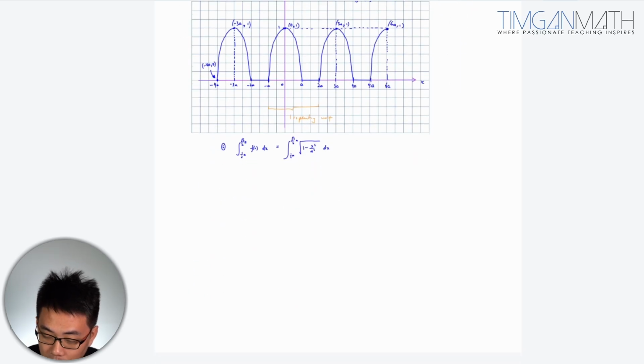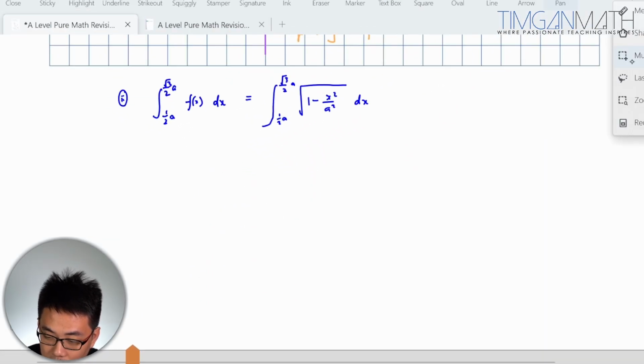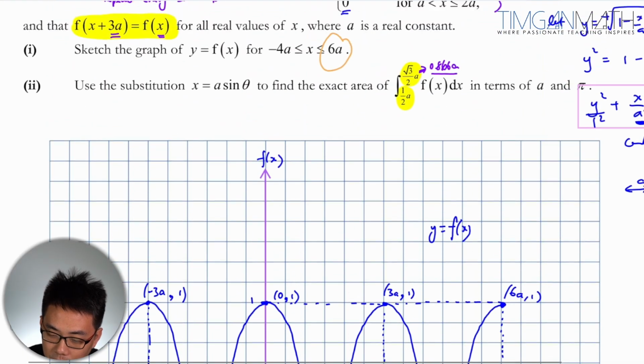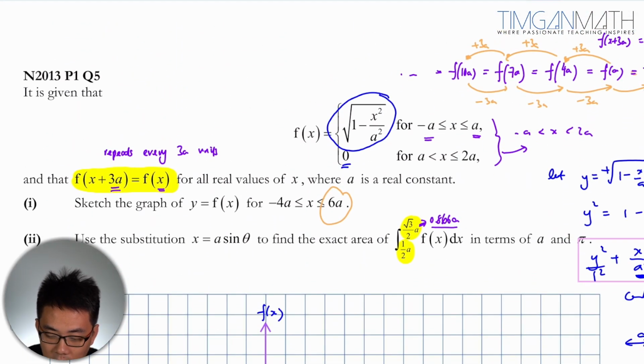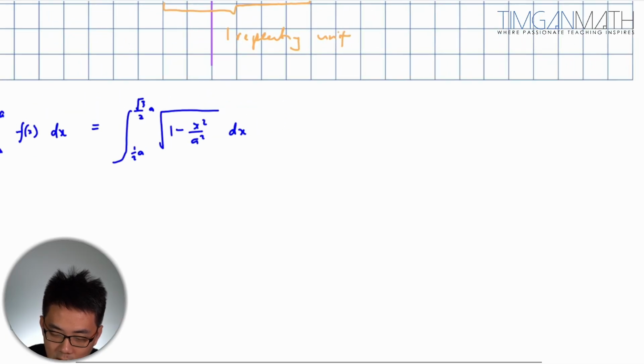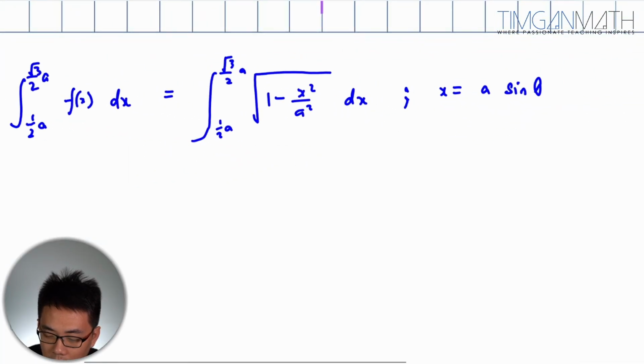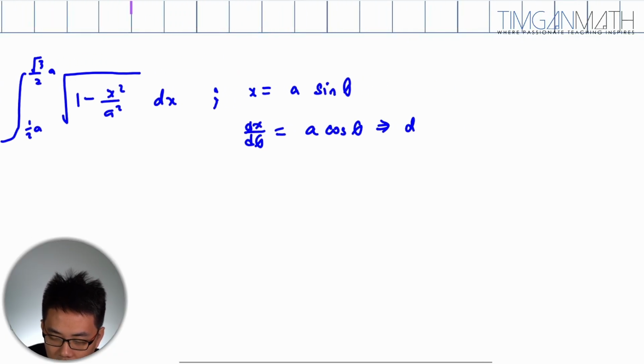It's 5 marks. So let's see how we can just do it. You're given the substitution. x equals to a sine theta. Okay, x equals to a sine theta. Okay, so dx d theta will just be a cosine theta. So we know that dx equals to a cosine theta d theta.